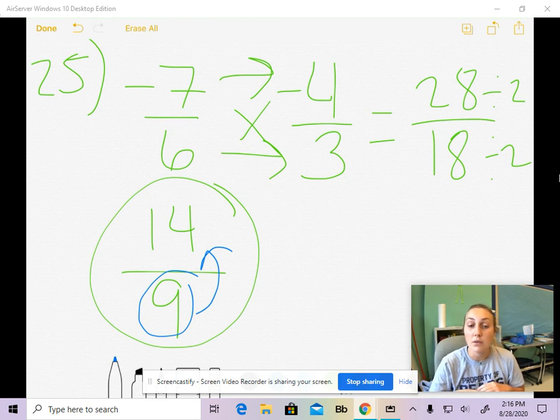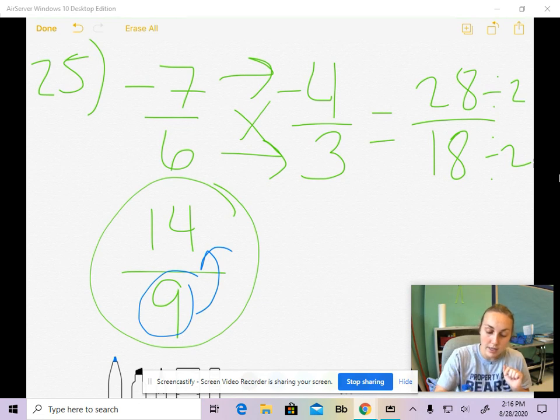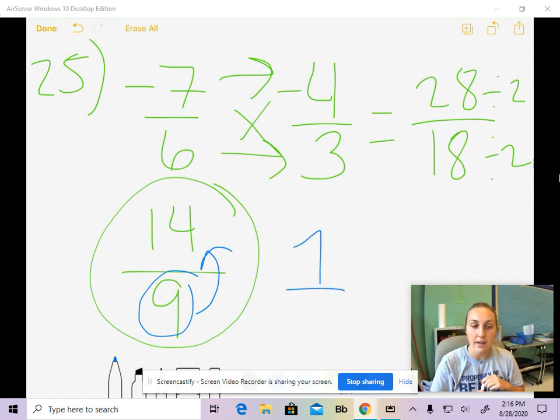Well, 9 only goes into 14 one time because 9 times 2 is 18. 18 is bigger than 14. So we know 9 goes into 14 only one time. So that's going to be our number right there.